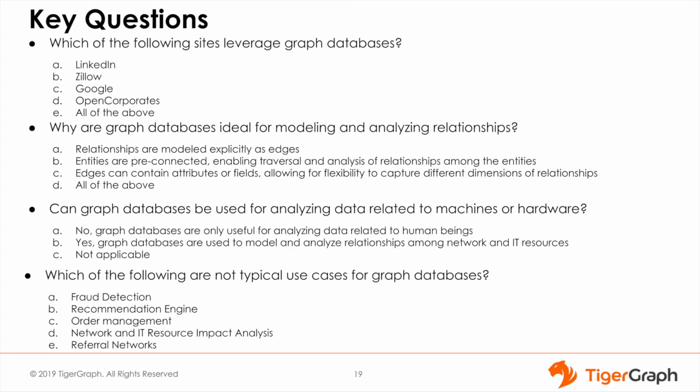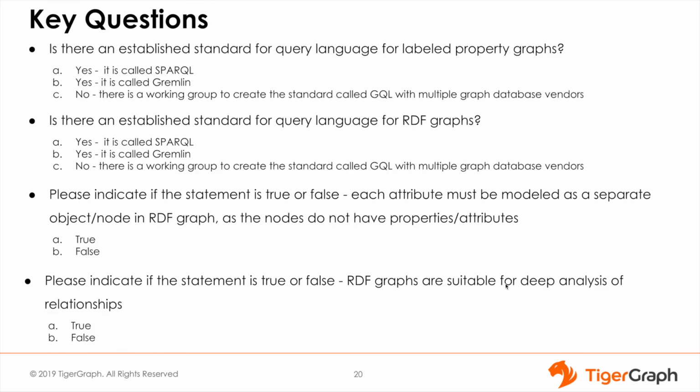These are the key questions which you have to keep in mind when answering the quiz online. Which of the following sites leverage graph databases? Why are graph databases ideal for modeling and analyzing relationships? Can graph databases be used for analyzing data related to machines or hardware? Which of the following are not typical use cases for graph databases? Is there an established standard for query language for labeled property graphs? Is there an established standard for query language for RDF graphs?